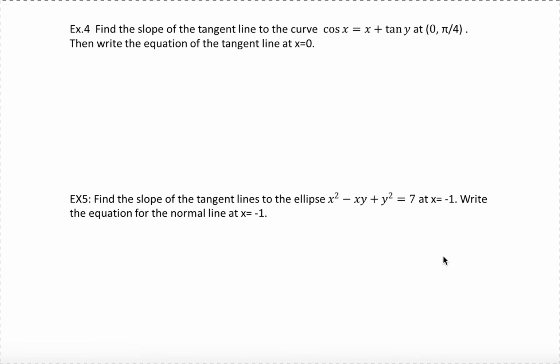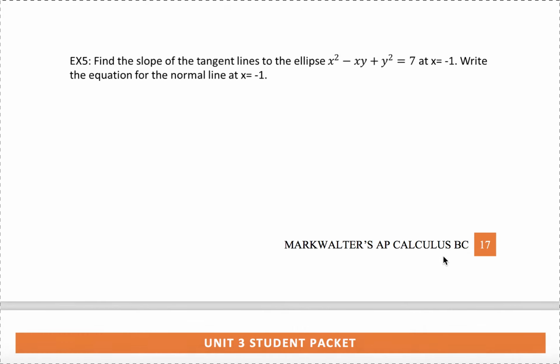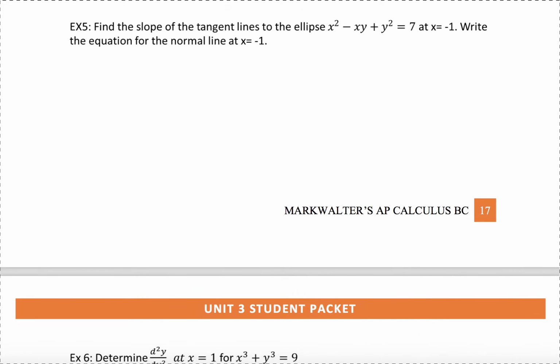Okay? I'm actually going to do example 5 as our practice here. Let's say we want to find the slope of the tangent lines. Oh, that's interesting. It says tangent lines to the ellipse here at x equals negative 1, and then write the equation of the normal line at x equals 1. All right. So I want the slope of the tangent line. That sounds like a derivative, right? But if I look over here, my derivative will need to be implicit because I've got x's and y's together. So let me do my implicit differentiation.